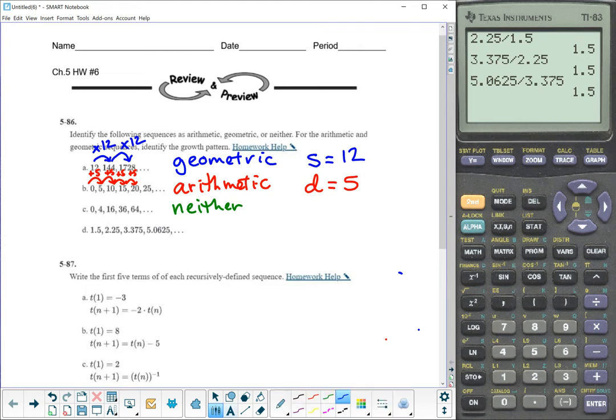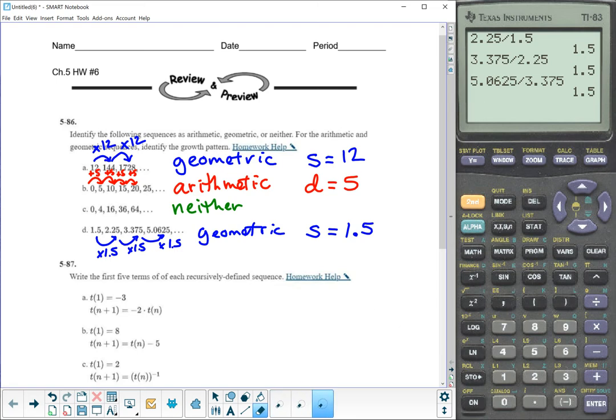So I know that this one I'm going to put in blue because it is geometric. To go from here to here, I'm going to multiply by 1.5. From here to here, I'm going to multiply by 1.5 again. Then here to here, I'm going to multiply by 1.5 again. So this one is geometric. My S, or my growth pattern, is going to be multiplication by 1.5. And all I need to do is just write down 1.5.